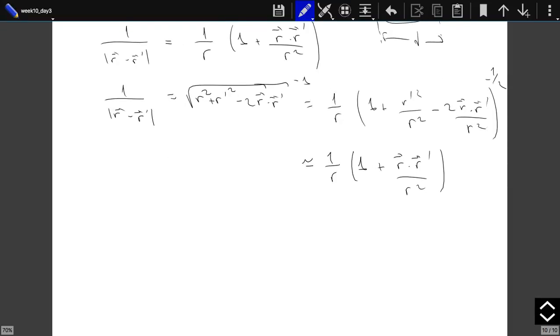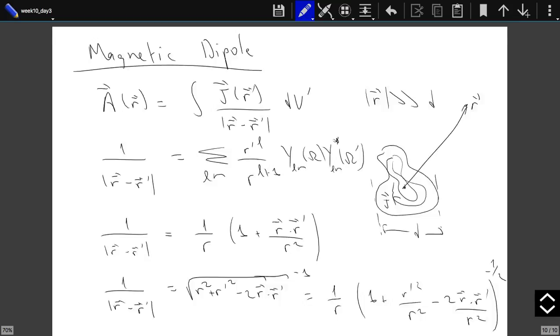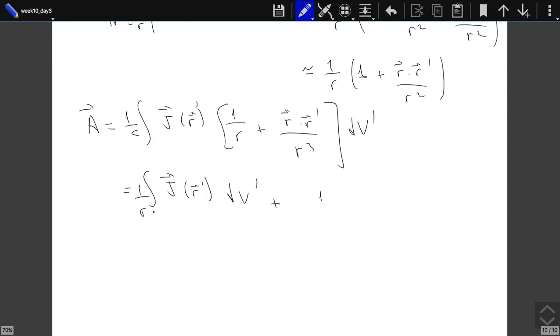Now, if you make this expansion, the vector potential becomes 1 over r times the integral of J of r prime dv prime, plus, sorry, in the vector potential we have this 1 over c factor also, plus 1 over r cubed c times the integral of J of r prime, r dot r prime dv prime. This is the general expansion of the vector potential.